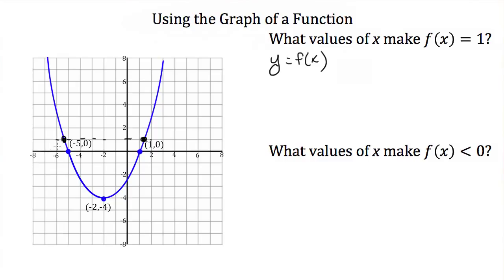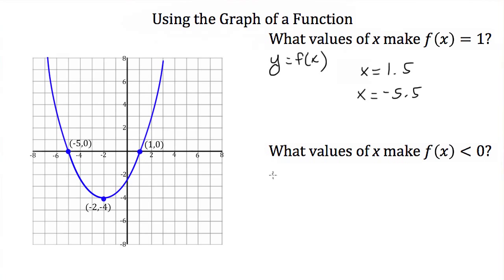So we have two values of x that make y equal to 1. This one here is about 1.5. So x would have to be about 1.5. Or x would have to be about negative 5.5. Approximately.